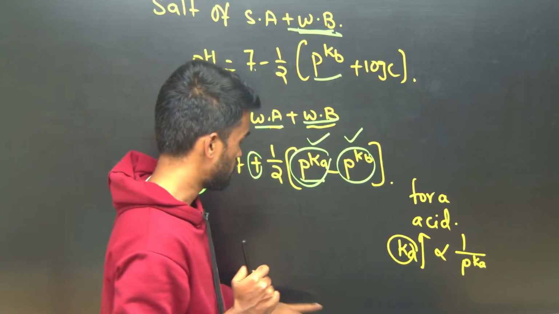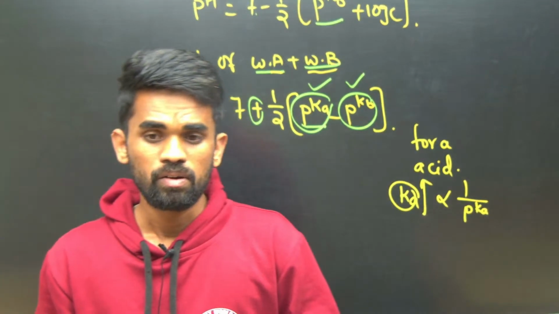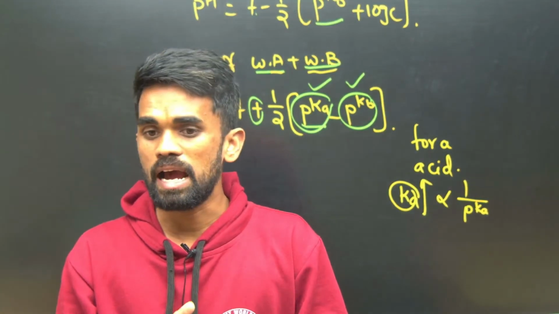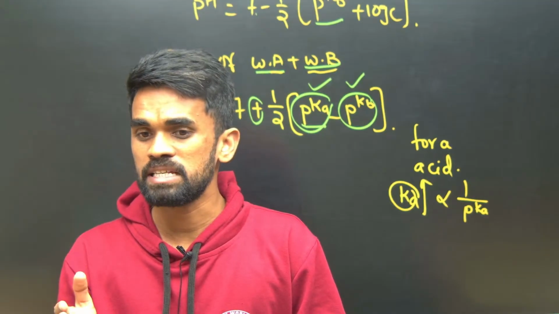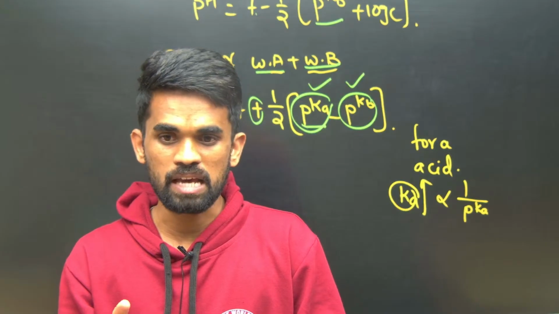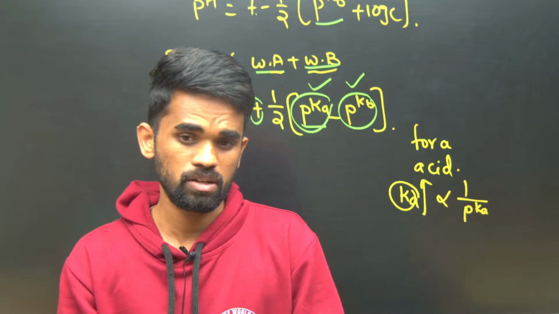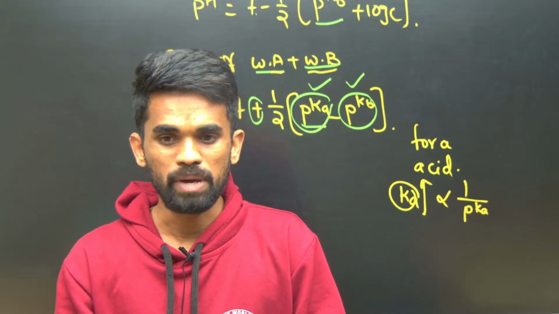Okay, right. So what are the three formulas? Just tell me in a quick way. For salt hydrolysis of weak acid plus strong base, the resultant solution will be basic.